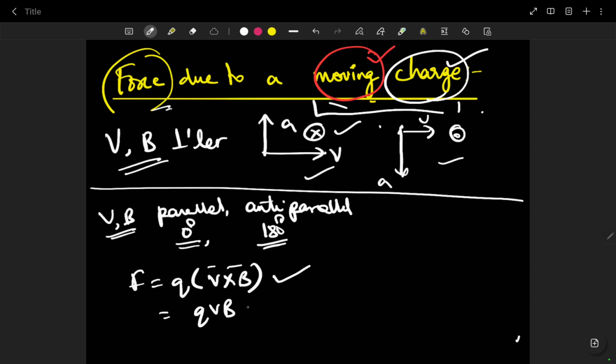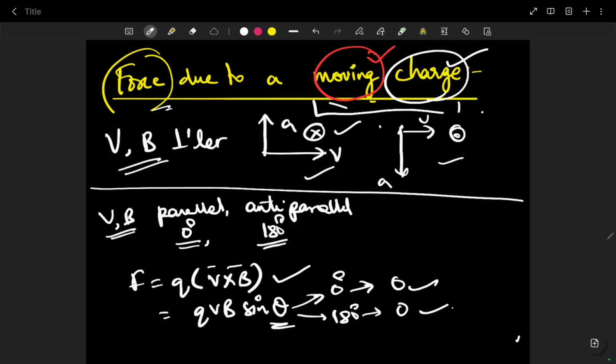Keep noting down these important formulas in your notes for solving numericals further. This is theta, right? So this has to be 0 and this has to be 180. You know, sine 0 degree is 0 itself, and sine 180 is going to be 0 as well. So the force will fall to 0 itself, right? So that is when V and B are parallel or anti-parallel for that matter.